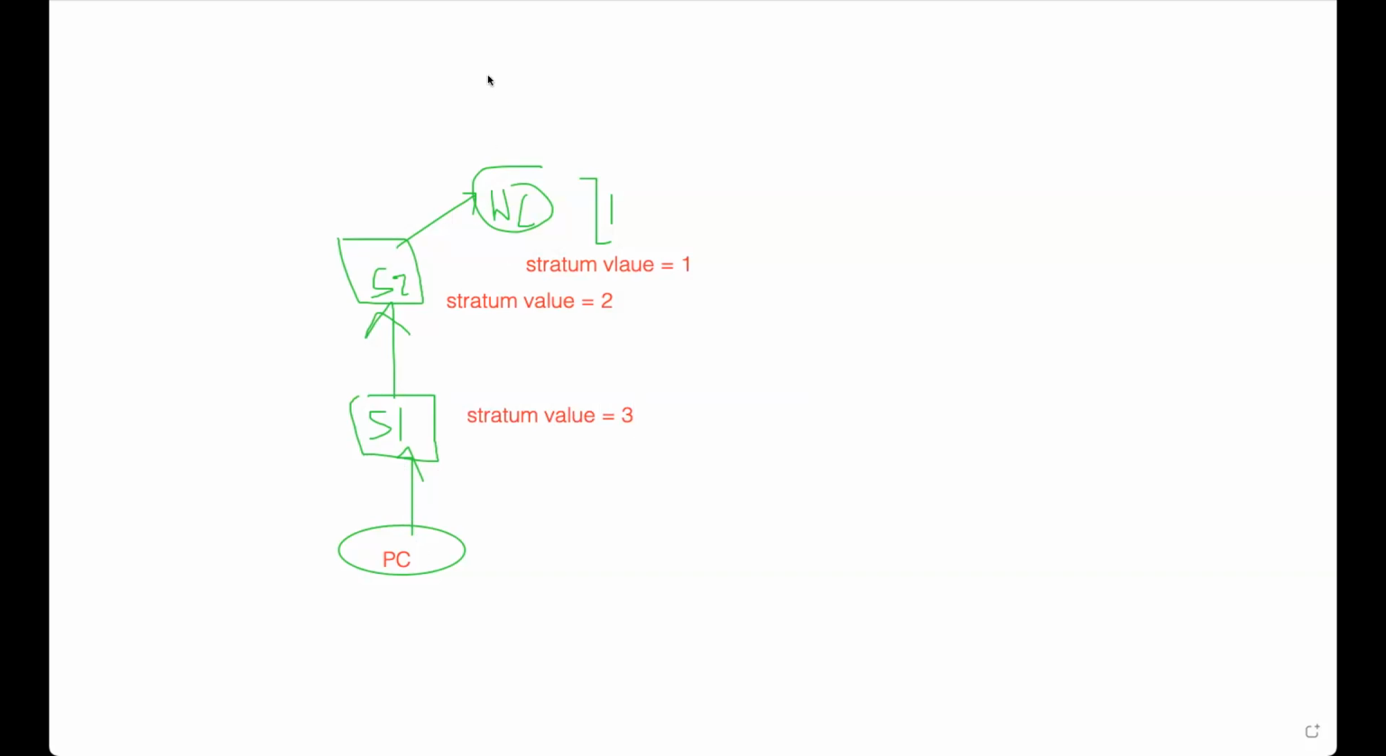And the PC will get the time from server 1 with a stratum value of 3. Clear, guys? So whichever is the original source of the time will have a stratum value of 1. As the number of servers keeps incrementing, the stratum value increases. That's the concept of stratum.